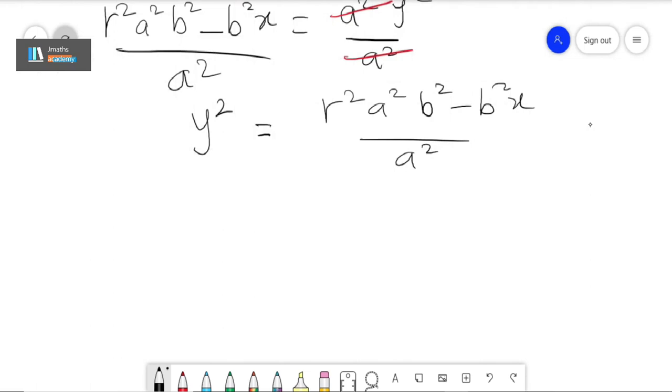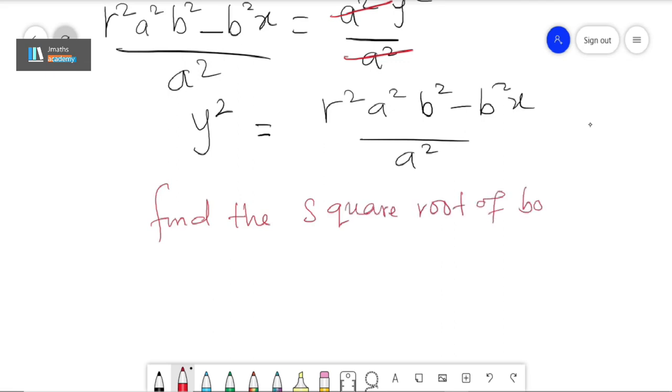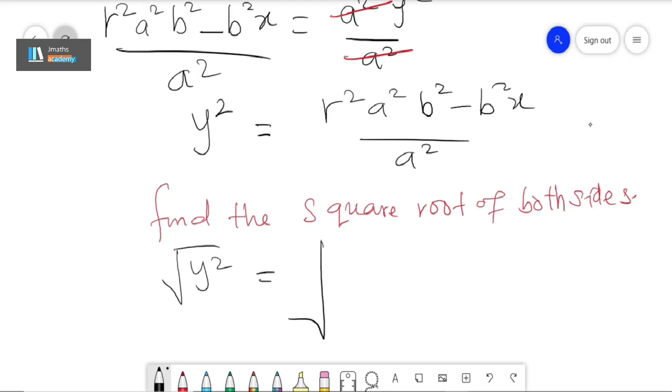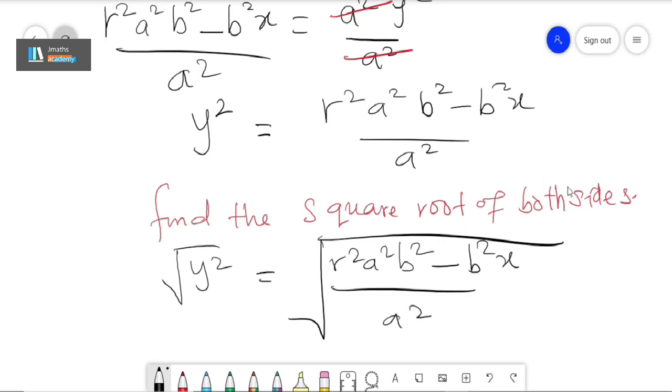Now we've made y squared the subject of the formula, but we have y squared. Now to find y, you simply find the square root of both sides. So we have the square root of y squared equal to the square root of r squared a squared b squared minus b squared x over a squared.